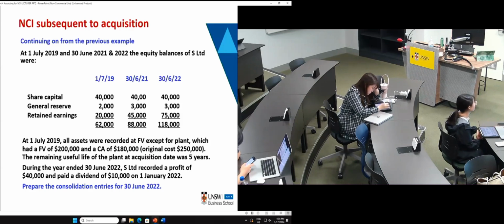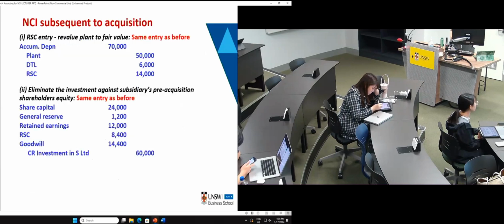The prior 2 years, year 20 and year 21, right? The prior 2 years depreciation adjustment in fact needs to be carried over to the current year worksheet. Now let's look at our worksheet entries. Now the RSC entry is the same as before.